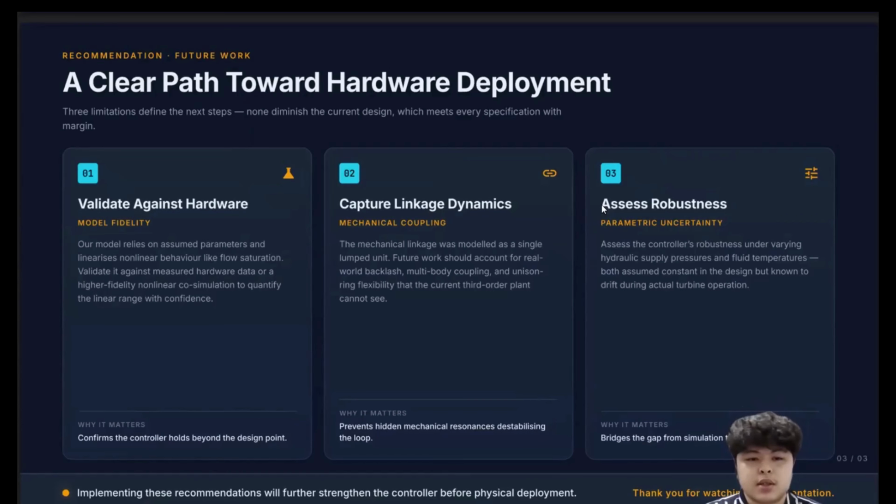These three recommendations don't invalidate the base design. They extend it towards hardware implementation. First, nonlinear validation would confirm the model still holds beyond the design point. Second, modeling linkage flexibility would expose any hidden mechanical resonance before it destabilizes the loop. Third, assessing parametric uncertainty. Varying hydraulic pressure and fluid temperature would bridge the gap from simulation to fielded hardware. With these three steps, the lead lag compensator is ready to move from simulation to physical hardware.